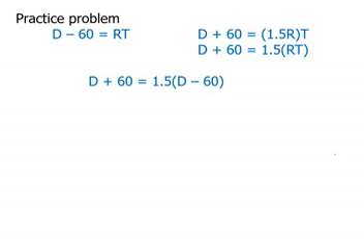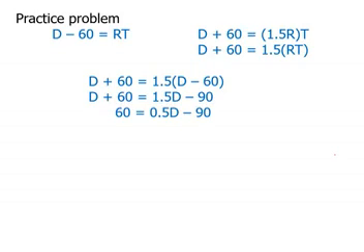So I plug that in. I replace RT by D minus 60. That's the substitution from the first equation. So I get D plus 60 equals 1.5 times the quantity D minus 60. We distribute, we get 1.5D minus, and then 1.5 times 60: 1 times 60 is 60, 0.5 is 30, 30 plus 60 is 90. So 1.5 times 60 is 90.